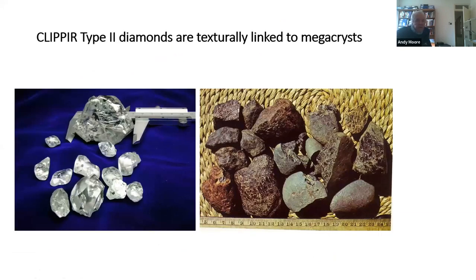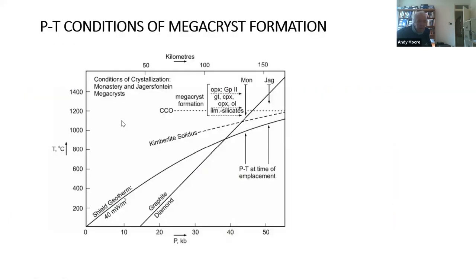And just to underline this, a textural characteristic of the megacrysts is they're large, greater than 10 millimeters. This also applies to the exceptional type II diamonds, the Clippers. And I don't think this is a trivial petrographic observation. I think it's significant. So this raises the question of how the megacrysts form, and this is a further rather controversial signature.